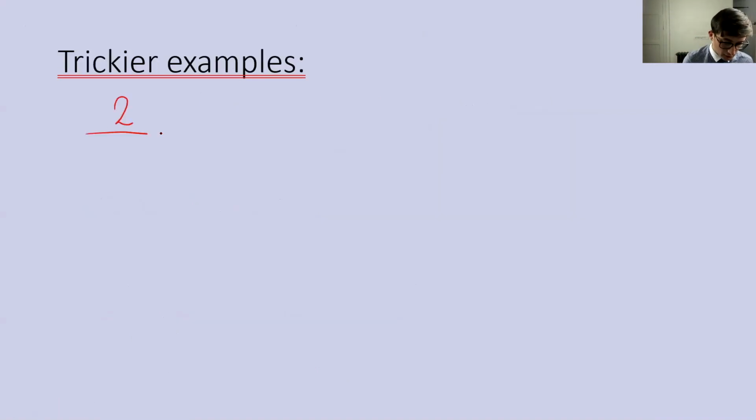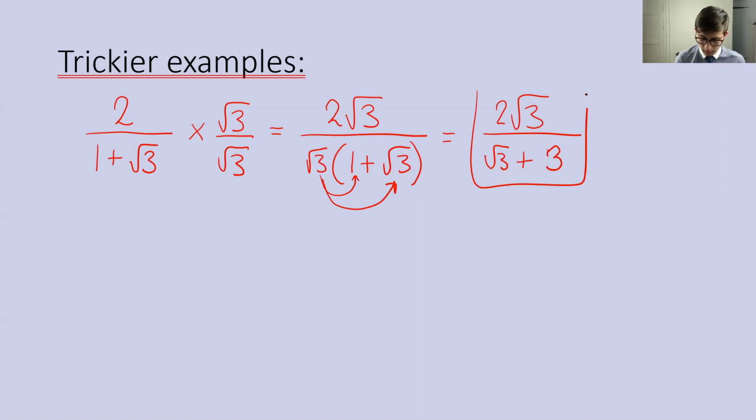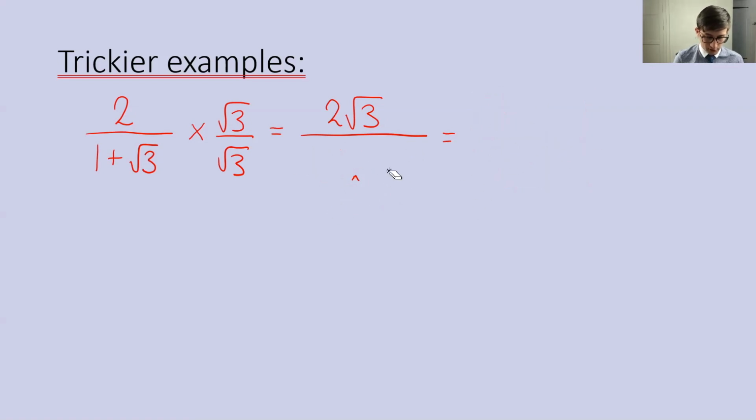If I now have 2 over 1 plus root 3, the problem with this is if I go, okay, I'll times by root 3 over root 3, let's look what happens. I've still got a surd on the denominator, and I can't cancel like this because it's an addition, so that doesn't work. It ends up being like this, and this is not rationalised. I've actually, if anything, made it worse. So we can't do that same technique when there is an addition or a subtraction. I can't just times by root 3 over root 3.